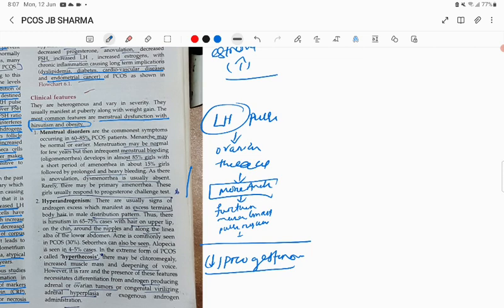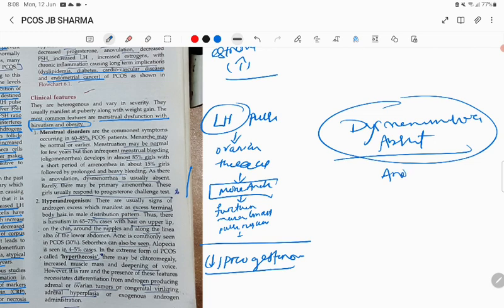As there is anovulation, dysmenorrhea is usually absent. Remember this key point: dysmenorrhea is usually absent, because of anovulation. Rarely there may be primary amenorrhea, but this usually responds to the progesterone challenge test, because estrogen is there but progesterone is not, due to anovulation. If you give outside progesterone, the endometrium will bleed after withdrawal.